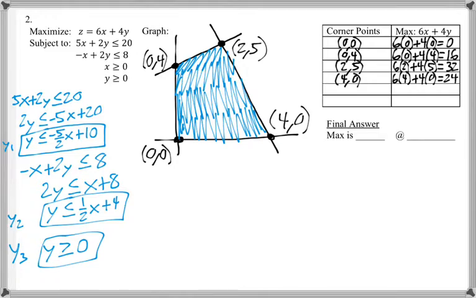So the largest value that we get here is the 32. So that is going to be our final answer. The maximum is 32, and this happens at 2, 5. So this equation can get no bigger than 32.